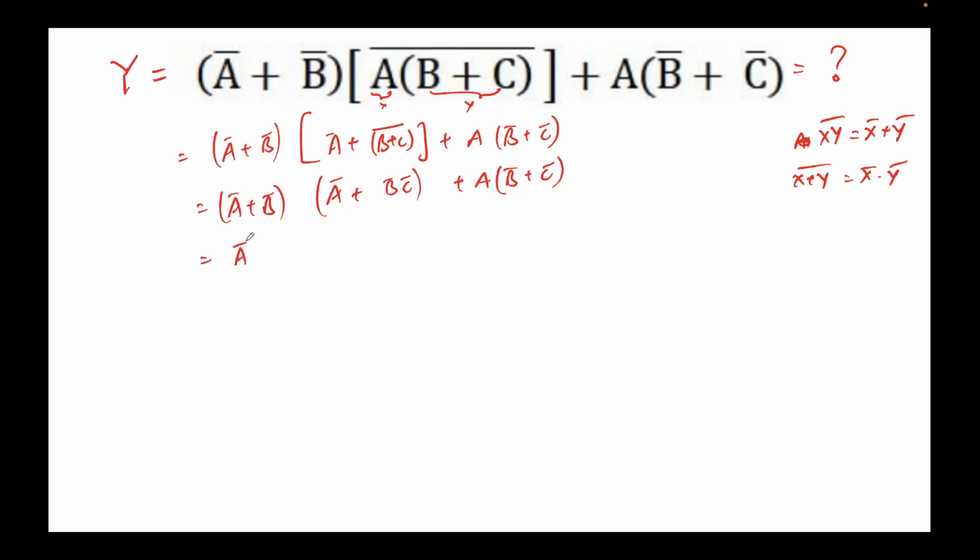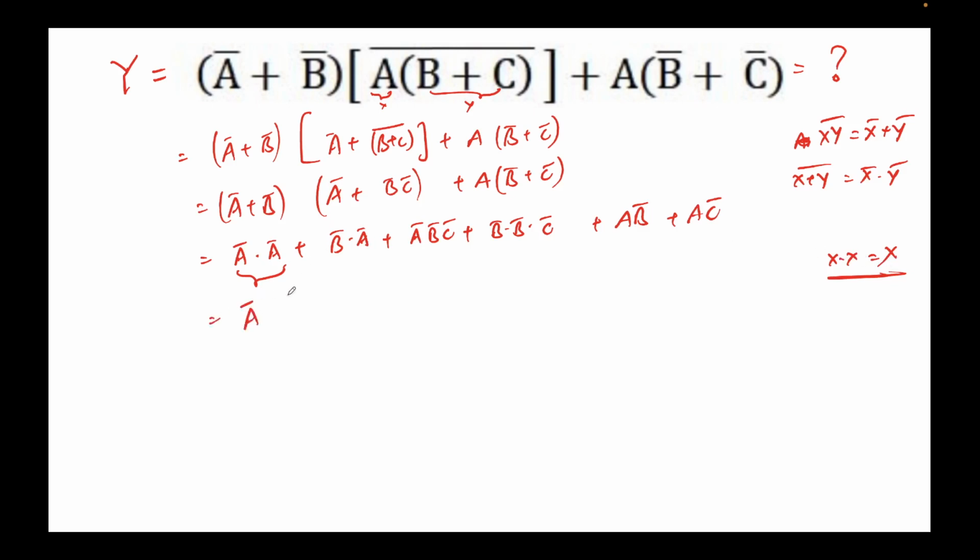So I'll get A bar times A bar, so I'm writing A bar times A bar, plus A bar B bar C bar, plus B bar C bar times B bar, plus A B bar plus A C bar. Now note this first term, A bar dot A bar. In Boolean algebra, X dot X is equal to X, because 0 into 0 comes out to be 0 and 1 into 1 comes out to be 1. Hence, I can write A bar dot A bar equal to A bar.